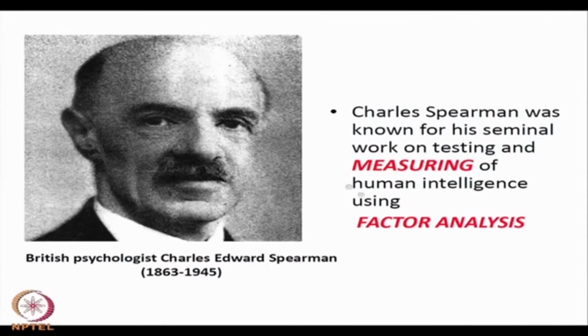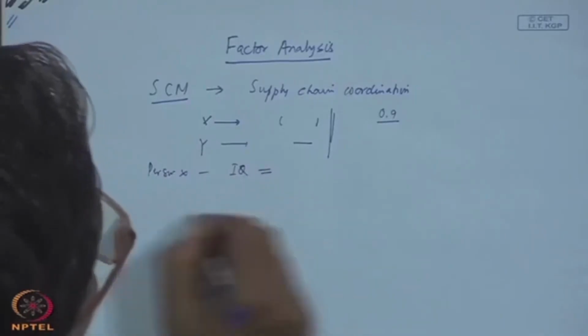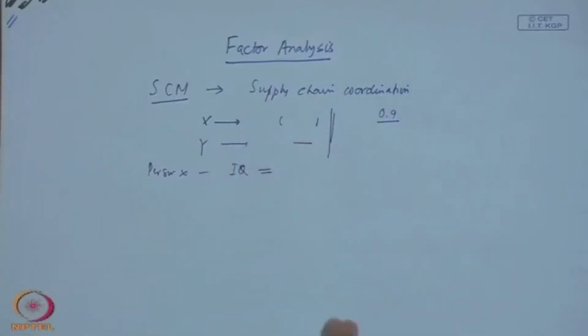Charles Spearman measured human intelligence. That means suppose person X's intelligence level or IQ is some value, person Y's some other value, like this. Human intelligence, you can understand, is such a concept. It is not like 5 kg of rice or 25 kg of some other product. You cannot just take this type of measurement and go. It is a soft thing. For example, supply chain coordination is also a soft thing.